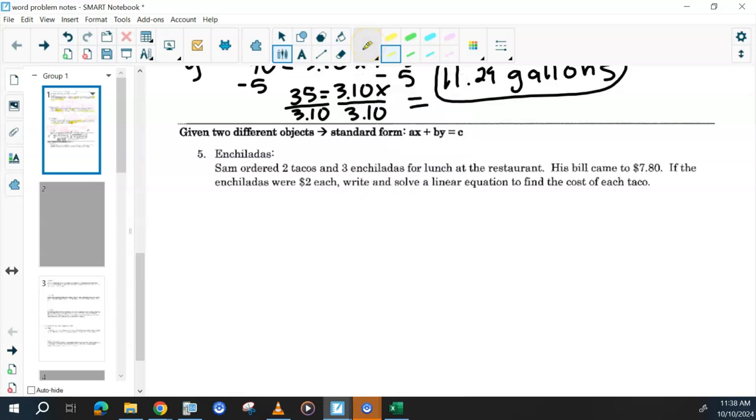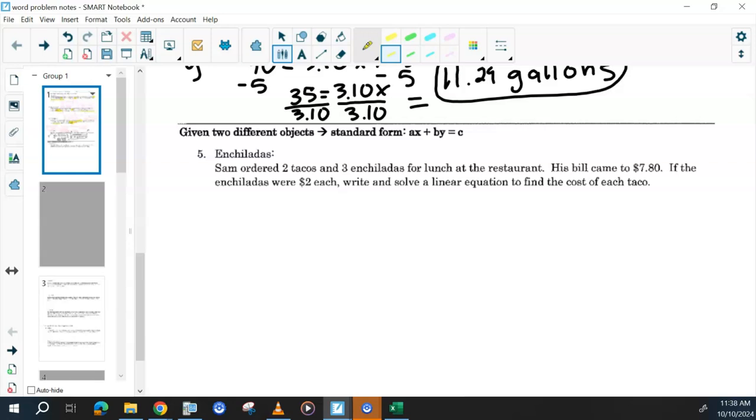Okay, so 4 enchiladas. Sam ordered 2 tacos and 3 enchiladas for lunch at the restaurant. His bill came to $7.80. If the enchiladas were $2 each, write and solve the linear equation to find the cost of each taco.